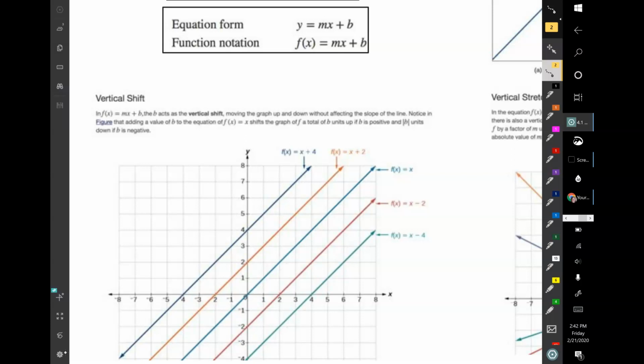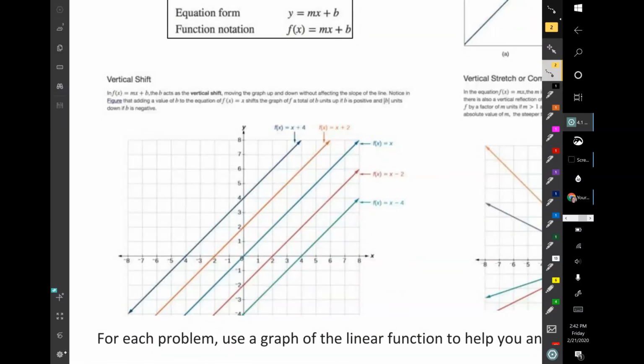So if we look at this figure below, our parent function is basically the plain one, this one right in the middle that I'm circling, f of x equals x. That's also your line of symmetry when we are talking about inverse functions, which we'll get into in Math 141.